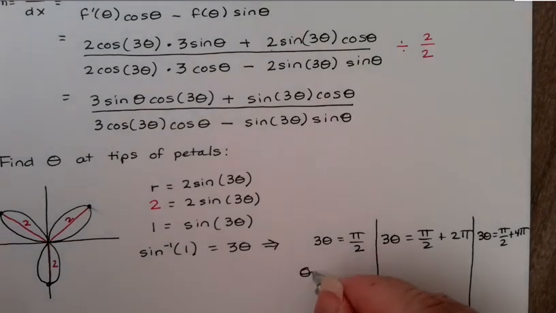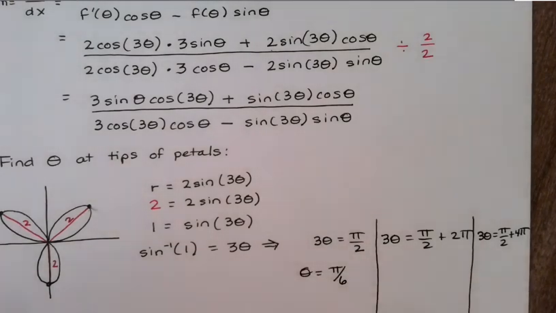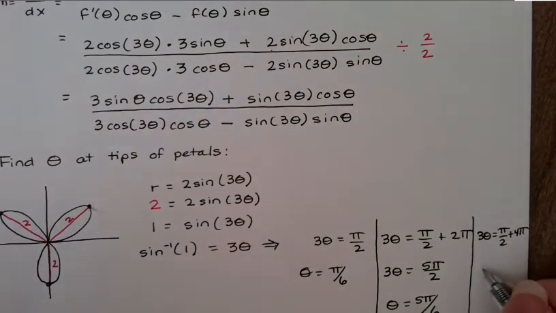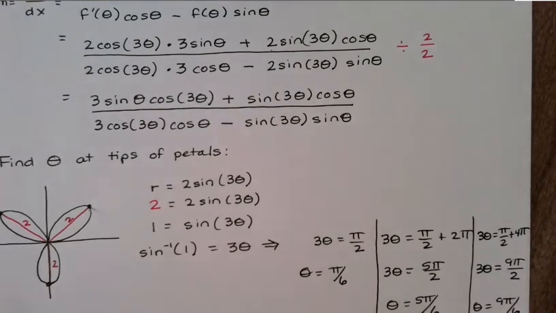Dividing by 3, this one would give me theta equals pi over 6. Here, let's see, that would be 4 pi over 2 plus 1 pi over 2 would be 5 pi over 2. And dividing by 3, theta would be 5 pi over 6. And finally on this last one, let's see, that would be 8 halves. 8 plus 1 would be 9 pi over 2. And again, dividing by 3, theta would be 9 pi over 6, or in lowest terms, 3 pi over 2.